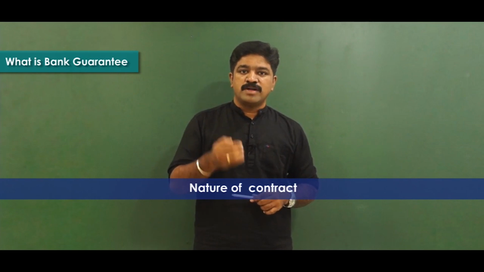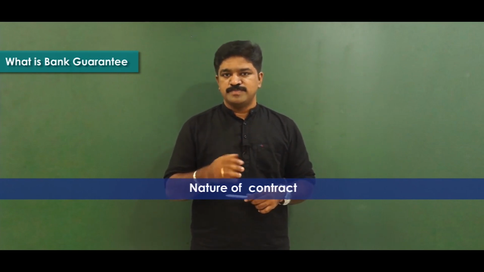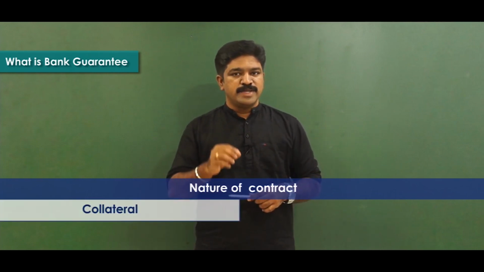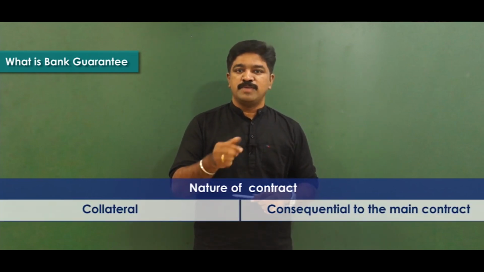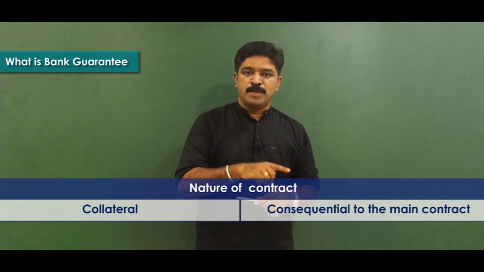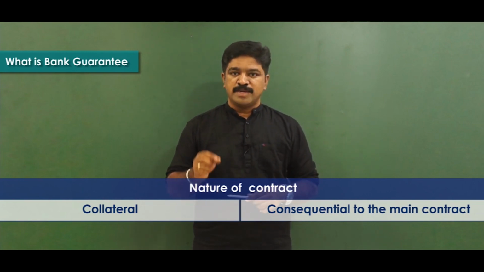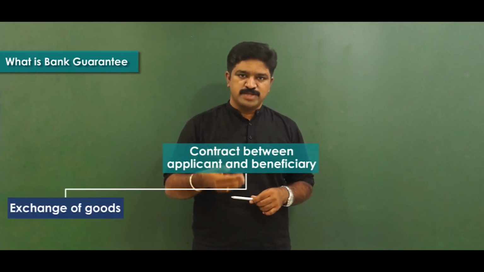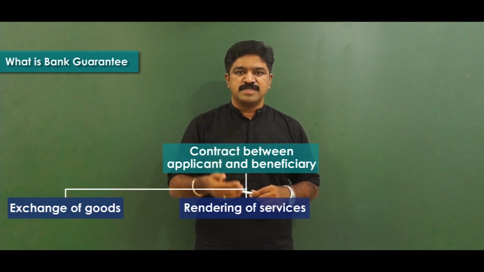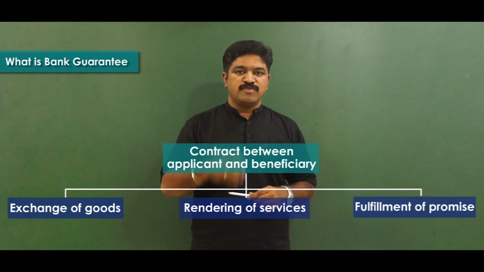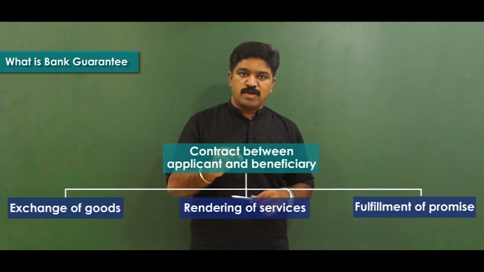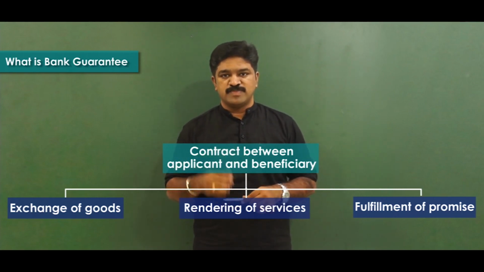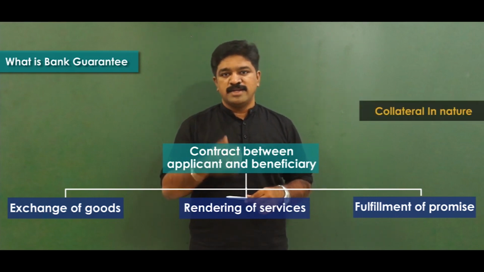Whether this contract for guarantee is a primary contract, answer is no. The nature of guarantees are collateral. It means they are consequential to the main contract between the applicant and beneficiary. It means there will be a contract between applicant and beneficiary, say for some exchange of goods or for rendering of services or for some fulfillment of promises. And if that contract is not executed, then this guarantee contract comes into picture. That's why we say guarantee is collateral in nature.